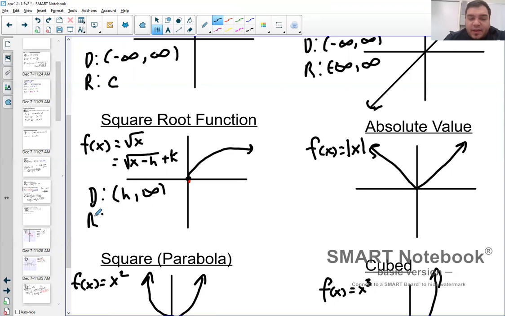Your range in this case is how much it moves up or down. For example, if I moved up 3, your range will be 3 to infinity. If you moved down 5, your range will be from negative 5 to infinity. So your range here is k to infinity.